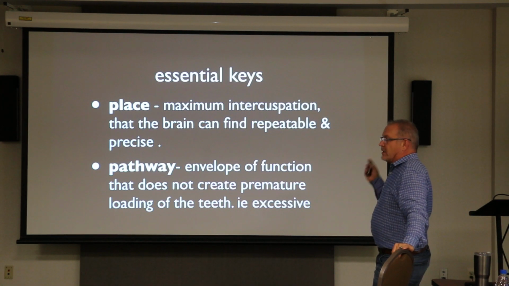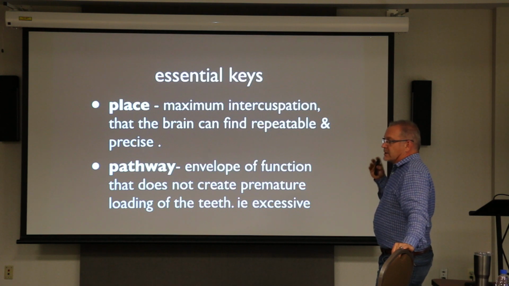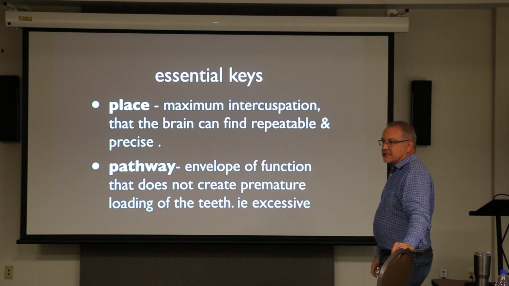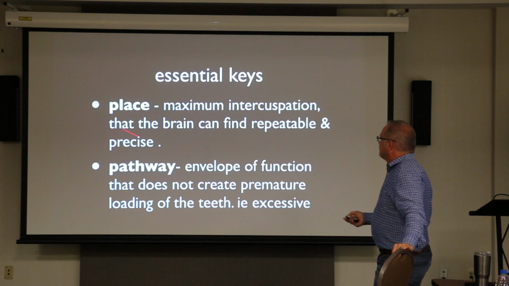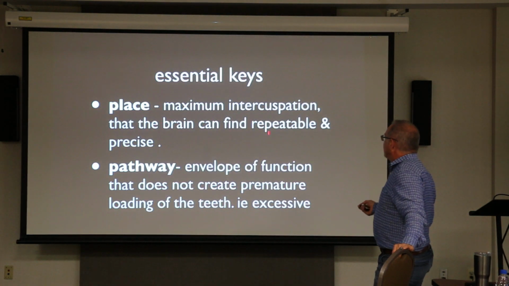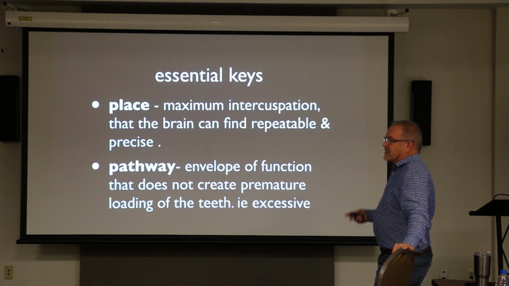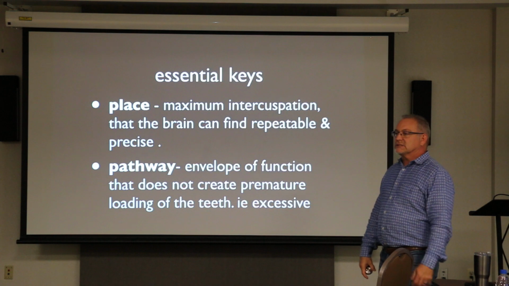Remember when I talked about Victoria this morning and how she's like, Dr. Sullivan, my headaches went away. She didn't have a place to go, and so she had muscle dysfunction. So maximum intercuspation that the brain can find repeatable and precise. She had dysfunction because her brain was just constantly trying to find where.